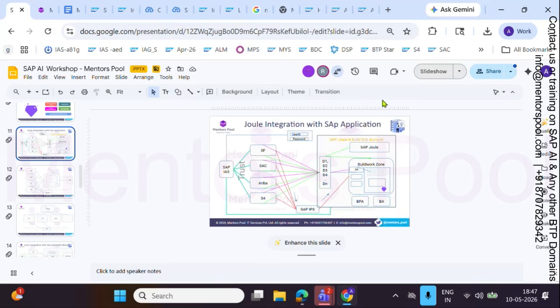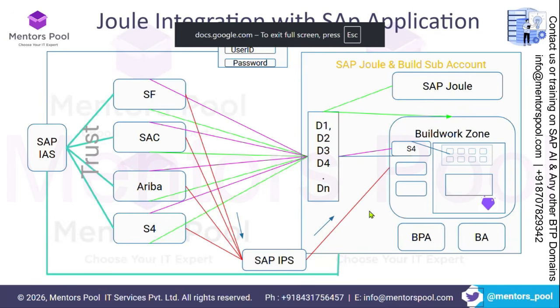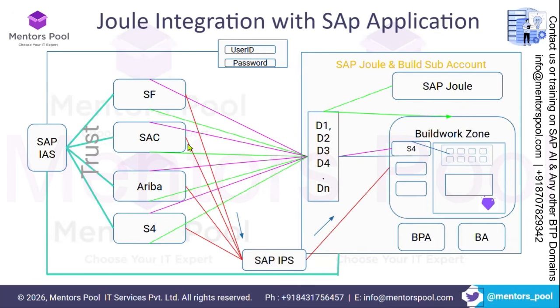So if I again look at the diagram, see what we did till now. We have Build Work Zone running here. We created a destination, connected with SAC, and now SAC apps are visible. Or if I connect to S4, S4 Fiori apps would be visible. This much of setup is done. So now Work Zone is aware of all the UI content for that. Now Build Work Zone needs to know about the users of SAC and their authorizations as well.